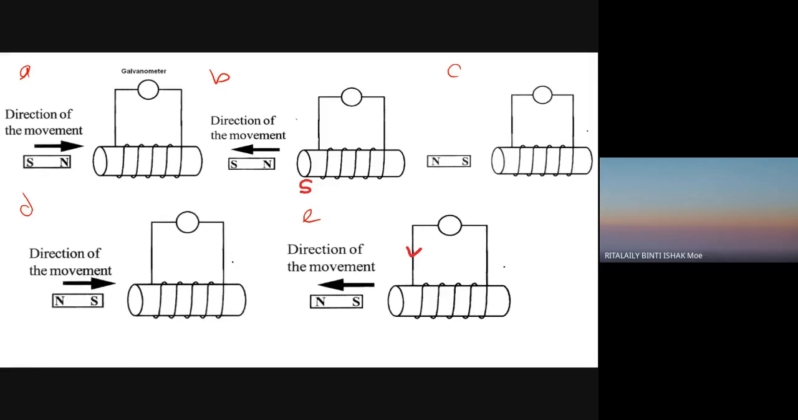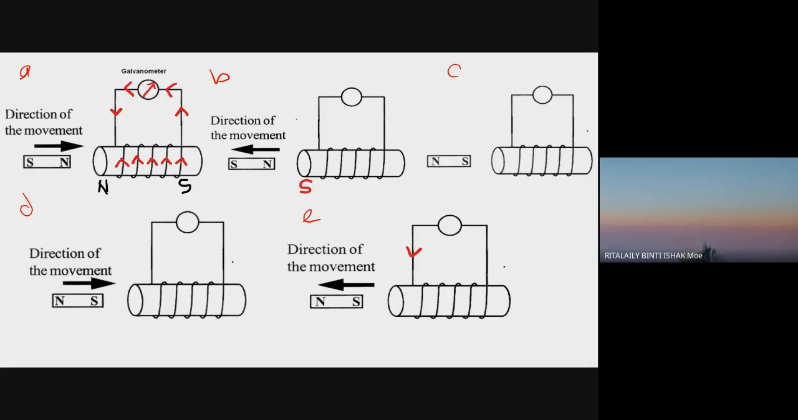Okay, Carpenter's answer is right. What about the others? Sutta get left. Nadia also get left. Okay, Ivy also get left. So let's look at the answer. Okay, current flowing from right to left, so the galvanometer pointer will point to the right. Okay, so the answer is to the right.